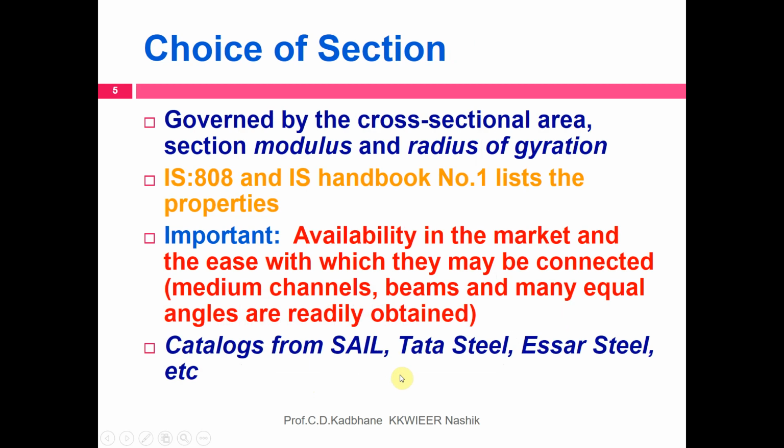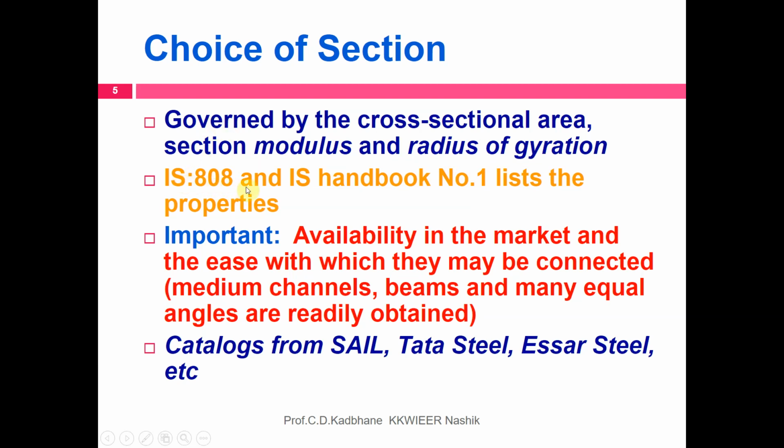Now, as a structural engineer, we have to select a proper section as per the requirement or the force carried by different structural elements. So that's why we must study how this choice of section can be done at particular stages of design. Here, the choice of section is governed by the cross-sectional area, section modulus, and radius of gyration. These are the three criteria which govern the choice of the section.